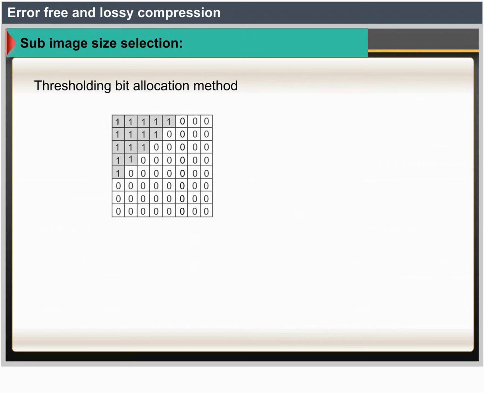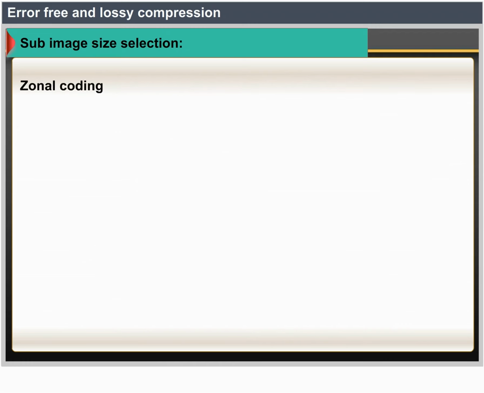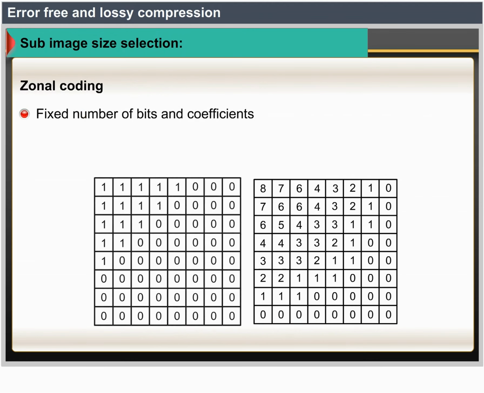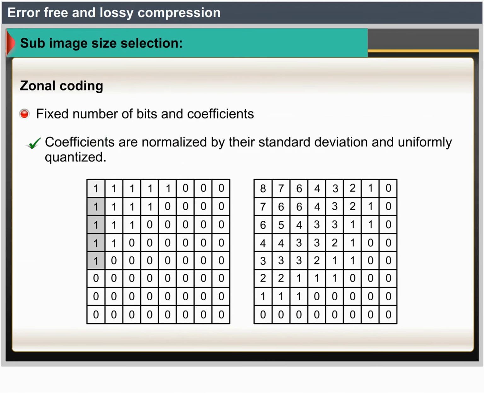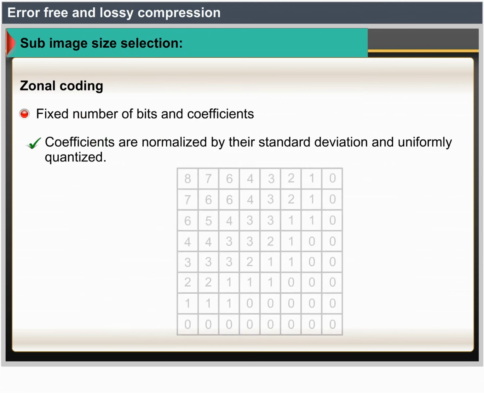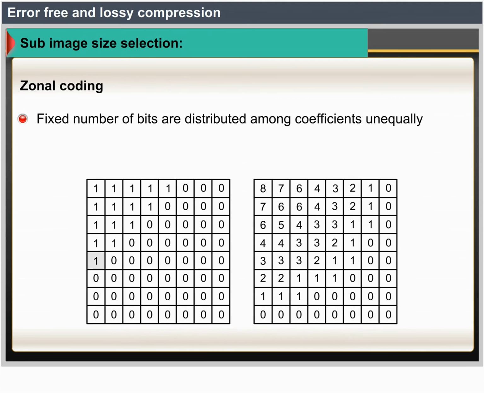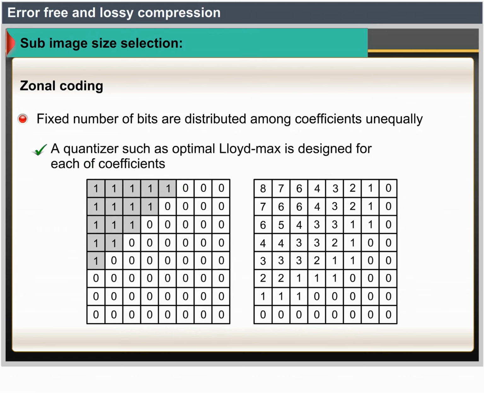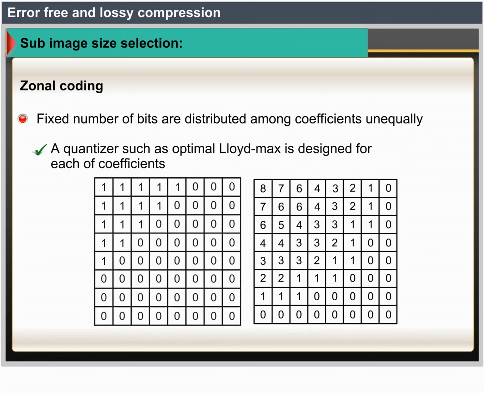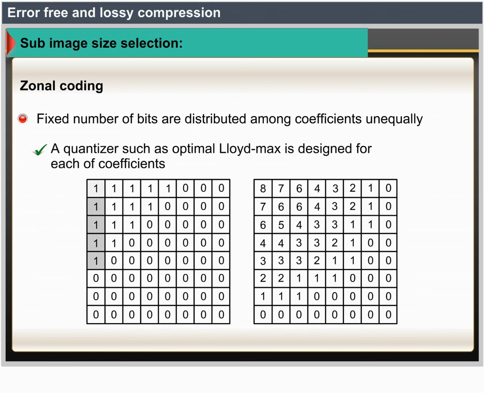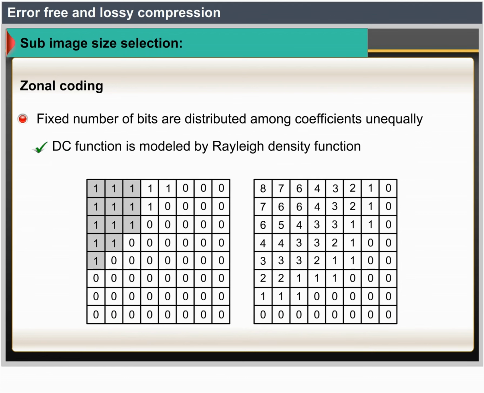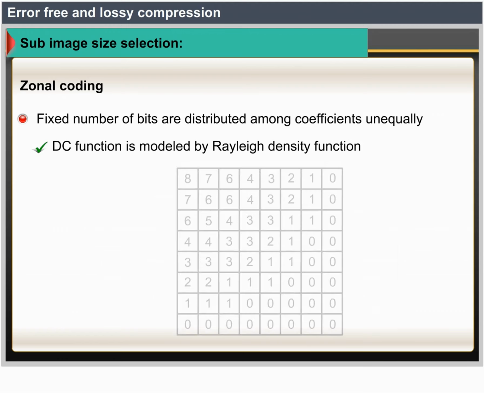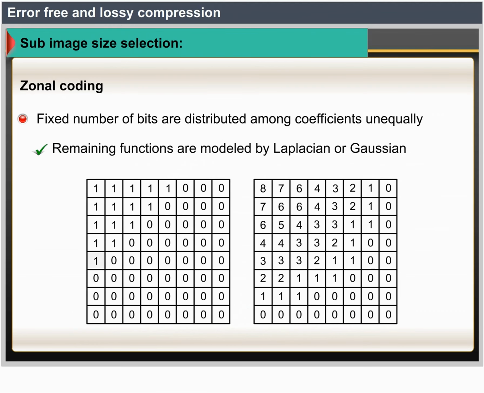The characteristics of zonal coding are a fixed number of bits and coefficients. Coefficients are normalized by the standard deviation and uniformly quantized. A fixed number of bits is distributed among coefficients unequally. A quantizer, such as an optimal Lloyd-Max, is designed for each of the coefficients. The DC function is modeled by a Rayleigh density function. The remaining functions are modeled by Laplacian or Gaussian.